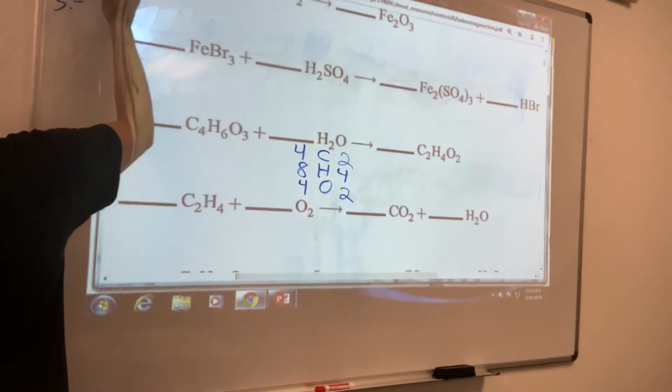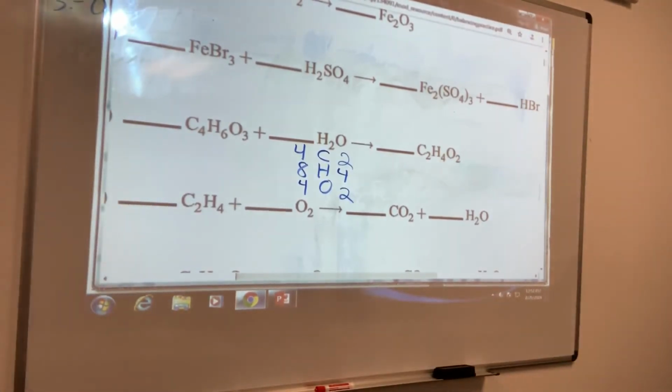Can you balance oxygen and then hydrogen? Sure, you can do that, right? I don't mind. It's on the other side.